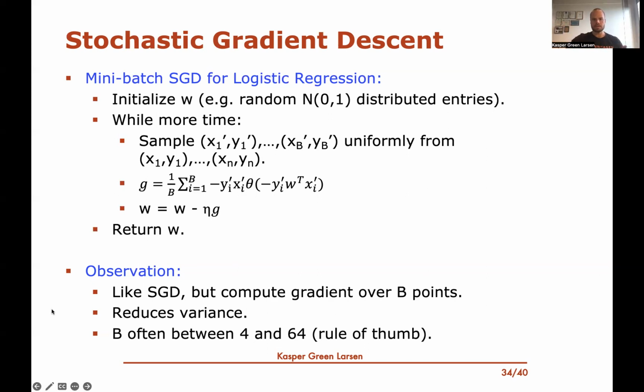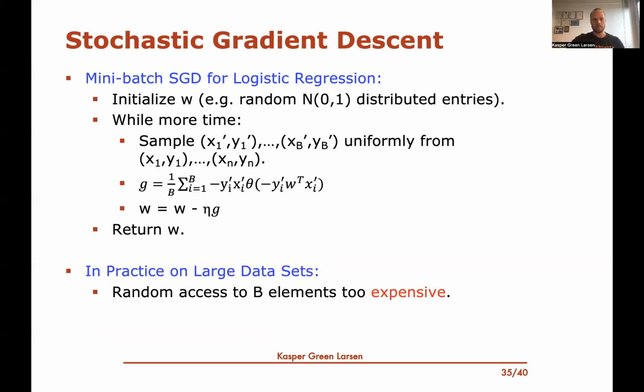So what you do in practice is you just have to choose this B, and as a general rule of thumb, B is something maybe between 4 and 64, right? So you just include a few data points, more than a single one, and then you use this to sample.